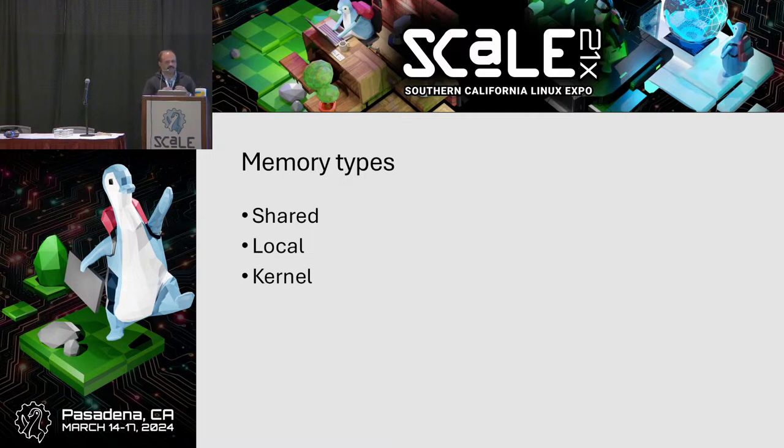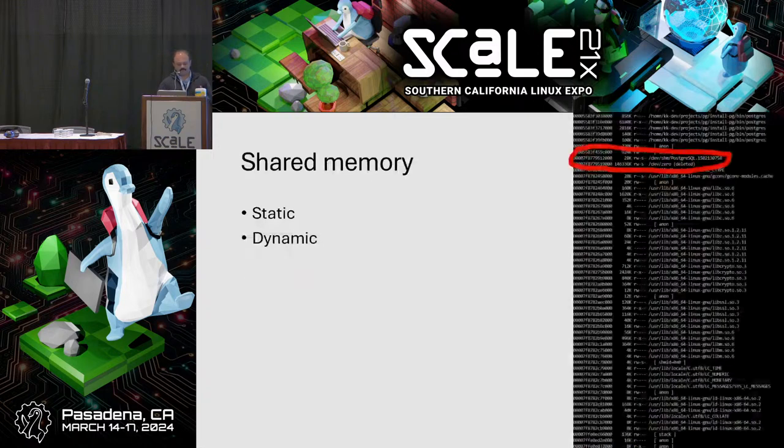In this talk, the structure is that we'll talk about the shared memory aspects of it, different processes sharing the same memory. We'll talk about local memory aspects and the kernel memory aspects of it. This is just a PMAP output from one of the Postgres processes, just to give you a glimpse into how shared memory and local memory appear.